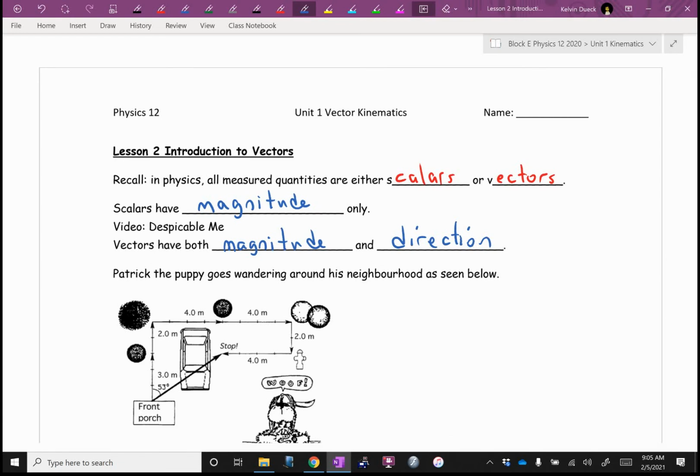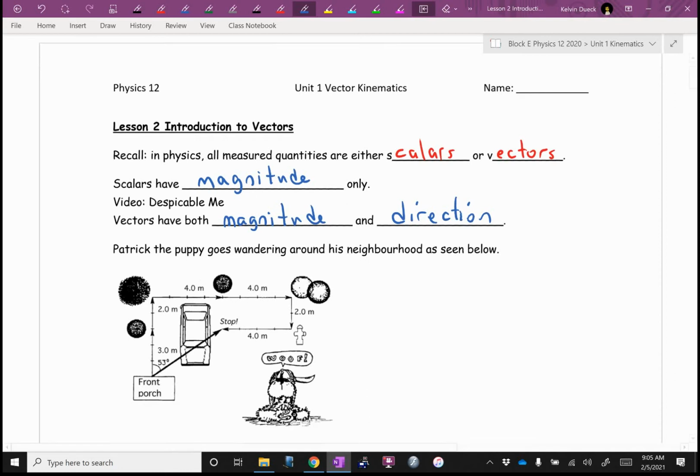Scalars have magnitude but no direction, much like your futures. Sorry, that came out wrong.